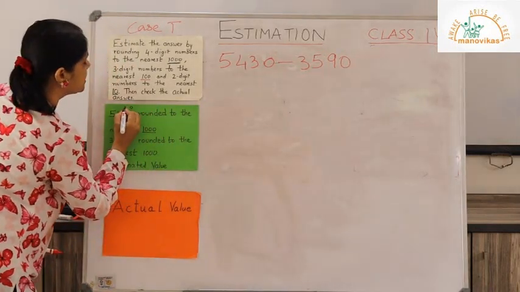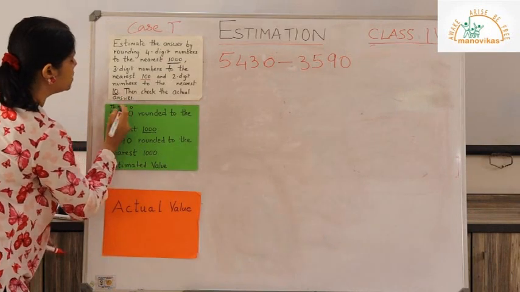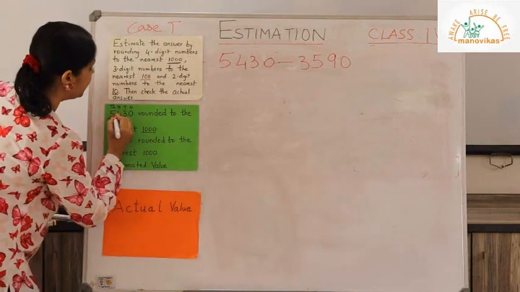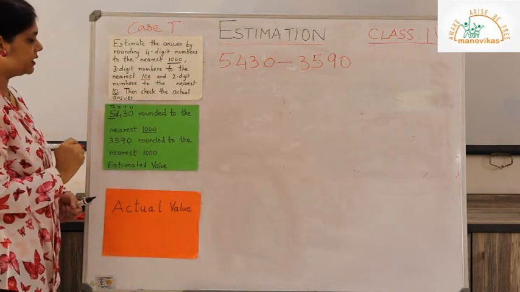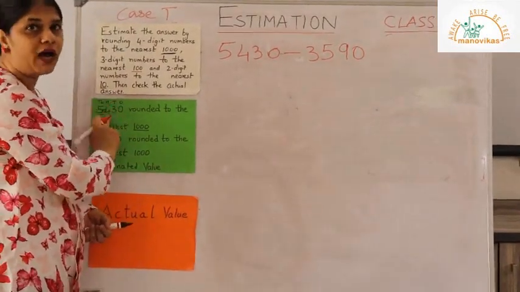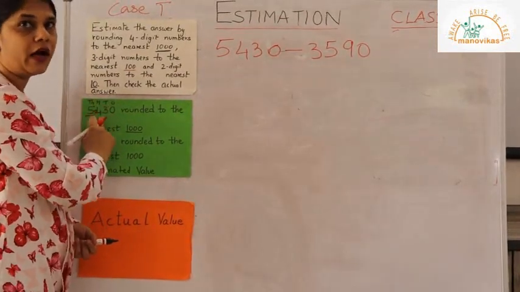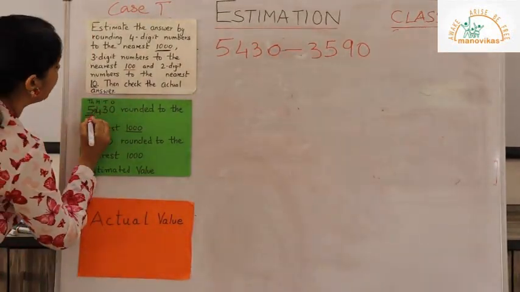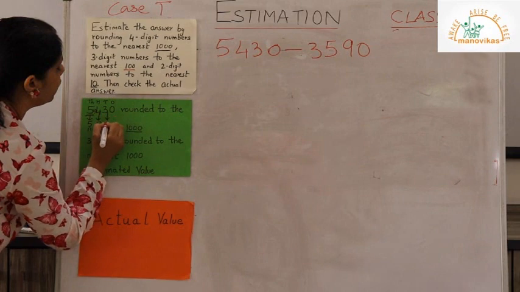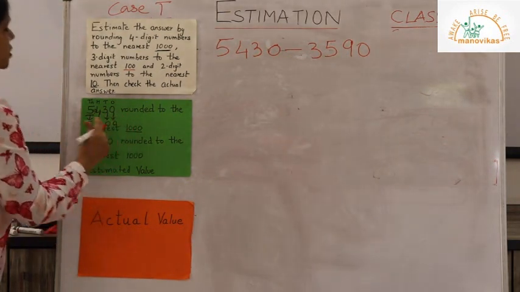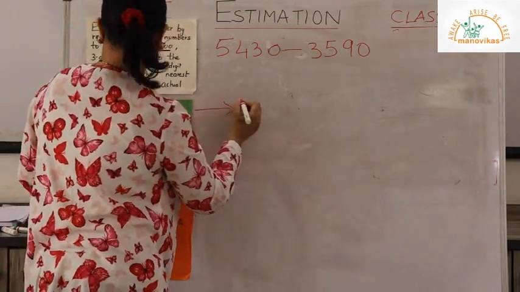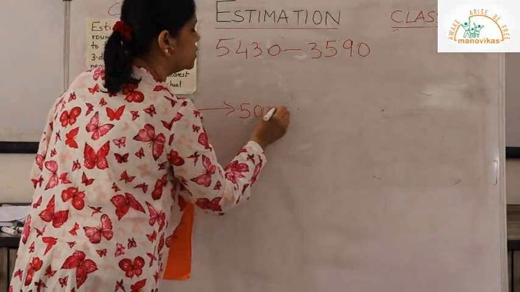So this is the ones place, tens place, hundreds and thousands. Underline the digit in the thousands place. Check the next digit, in the hundreds place. What is the digit here? It is 4, right? So 4 belongs to group 1, or it is less than 5. So what will happen? 5 will not change, it will remain 5 and the other digits will be 0, correct? So 5430 rounded to the nearest thousand will be 5000, correct?